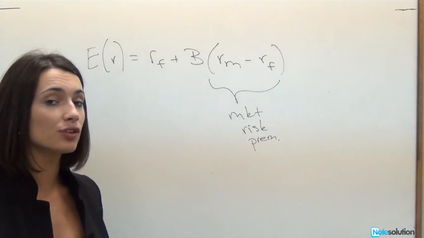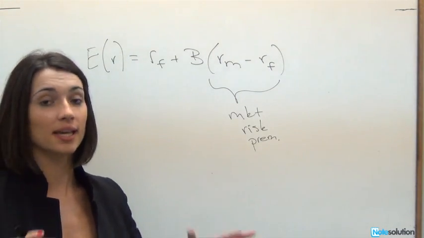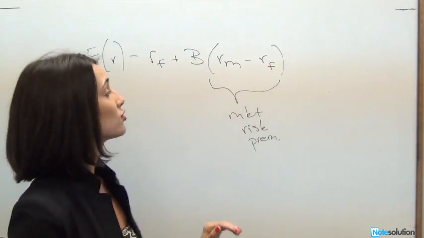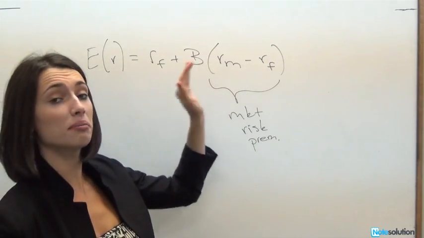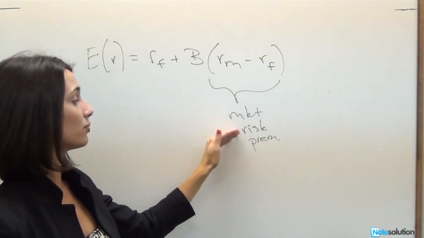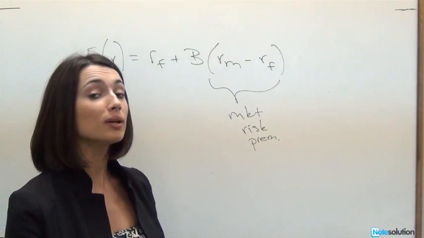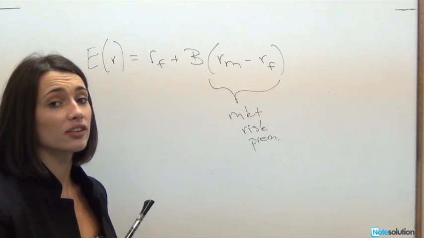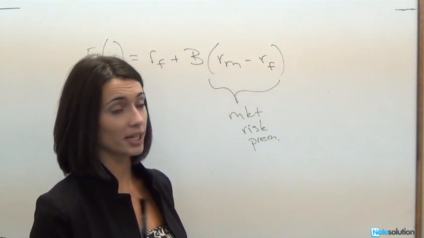What this tells you is how much more the market is giving you by taking on the extra risk. The market portfolio is not risk-free at all. It has extra risk on top of the risk-free, right? So the difference between the return on the market and the return on the risk-free investment is called the market risk premium. So what premium are you receiving by investing in a market portfolio rather than a risk-free investment?